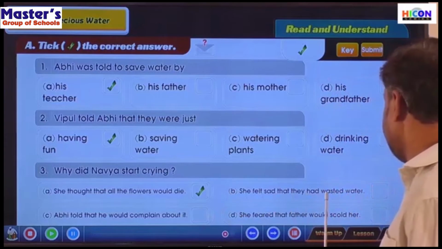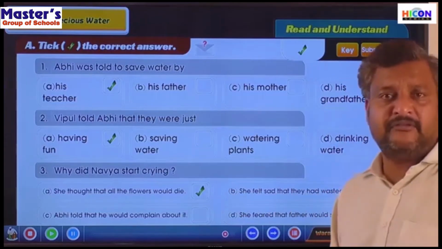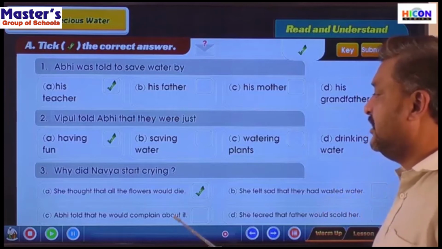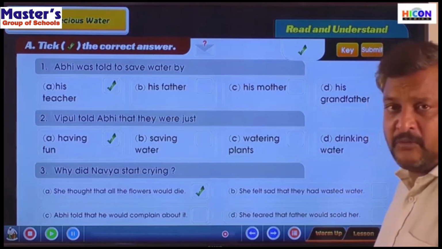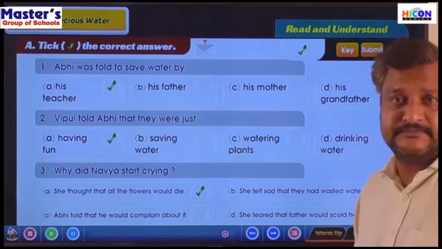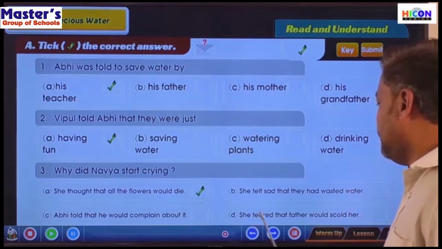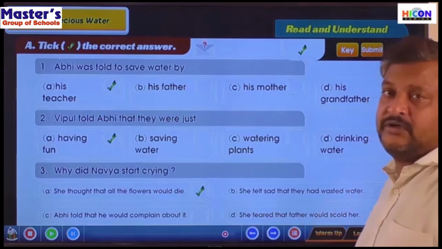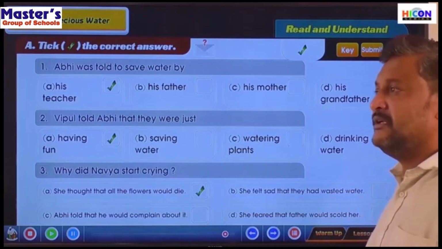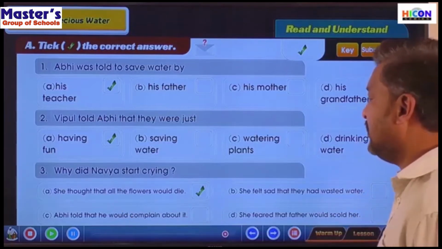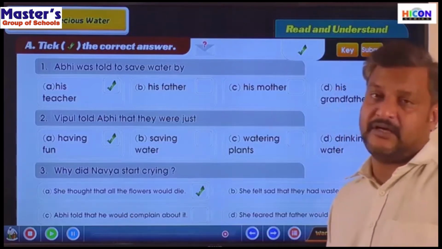She felt sad that they had wasted water. No, they were having fun in the water, isn't it? Playing in the water. So that would happen. Abhi told her that he would complain about it. He did not say that. Abhi never said that he was going to complain about it. She feared that her father would scold her. Abhi never said anything like that, isn't it? Yes. So what is the answer? She thought that all the flowers would die.